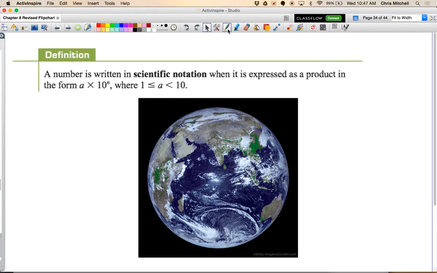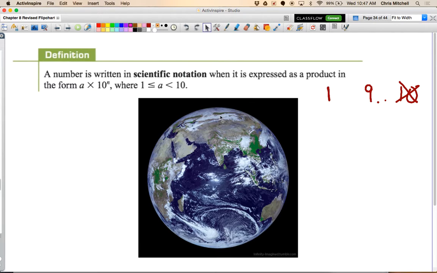So, what does that mean, Mr. Mitchell? In scientific notation, your number has to be between 1 and less than 10. So numbers that are less than 10 are like 9 or 9.8, things like that, but it can't be 10. It has to be less. So we're going to look at what that means. Again, pause the video and write this down in your foldable.